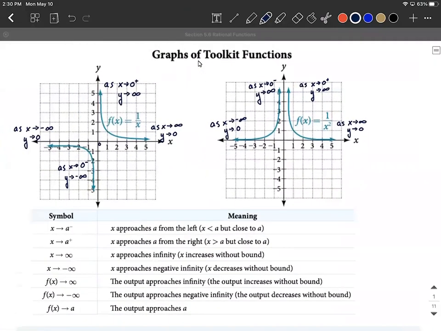Down below here, you can see our symbols and our notation. Approaching from the left-hand side, approaching from the right-hand side, going to the right for a very long ways to infinity, going to the left to infinity. And then looking at what happens with our y values, either they go up, they go down, or they approach some specific value, just like they approach 0 in the above examples.